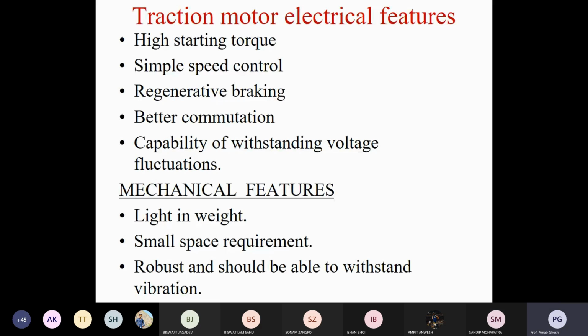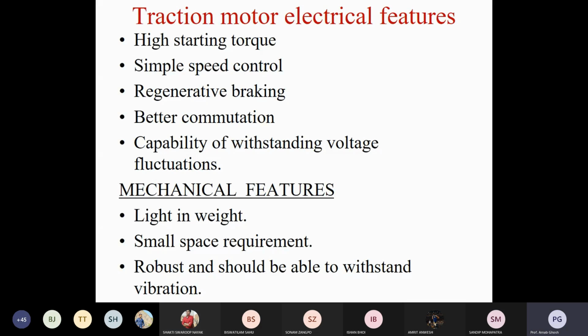Sir, you said we use a DC series motor but not the shunt motor. But in case of a DC series motor, we cannot use regenerative braking. It's not possible. No, no, it's possible. With special arrangement, it is possible.